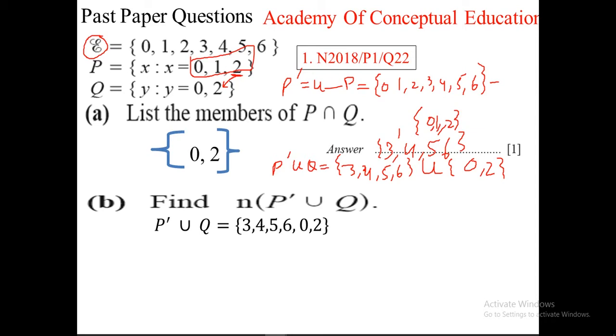But the point here is, do not ignore this n. This n means the number of elements of P complement union Q. Now if we count the number of elements, we can see 1, 2, 3, 4, 5 and 6. So there are 6 elements in the set P complement union Q. I hope that the concept is clear. The number of marks for this question is 1.